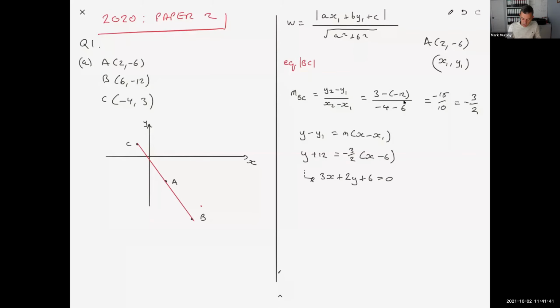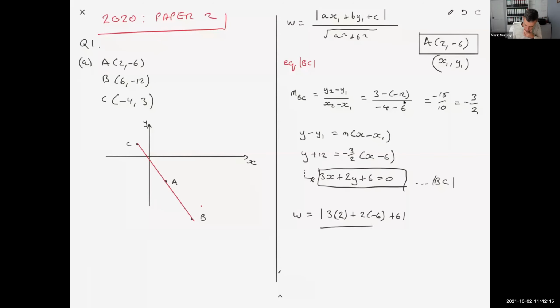So now we have our equation, don't we? We have our equation, we have our point. So that's our equation. I just put it in the box, but that's our equation. And that's our point. So that's the equation for BC. Let's write down BC there. So now we can fill that into the formula above, so that becomes W is equal to A, in this case, is 3, x1 is 2. So you're going to take 3 times 2, right? Plus 2 times minus 6. I put that in brackets so it's clear. But plus 6. Okay, all over the square root of 3 squared plus 2 squared.